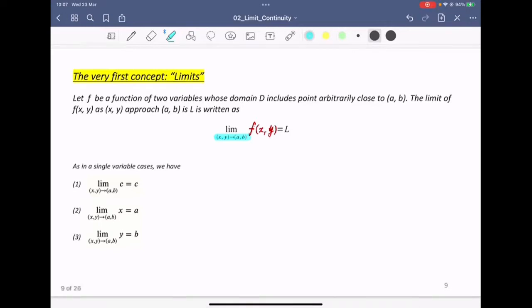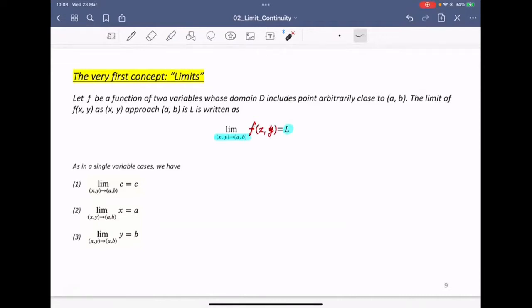And the limit is going to be L. The notation that we use is L anyway, because the limit sends the function to a real number. So the range here is just L, a real number, as in the concept from calculus 1.